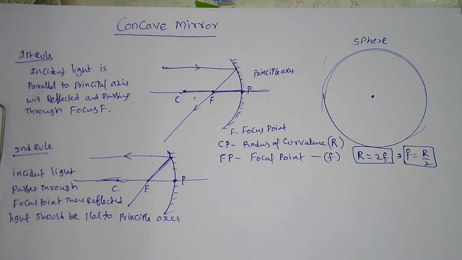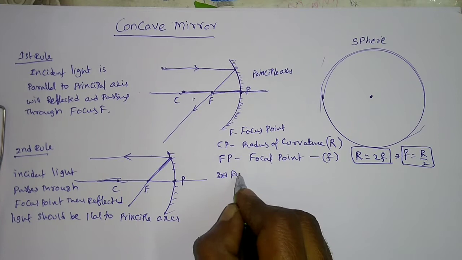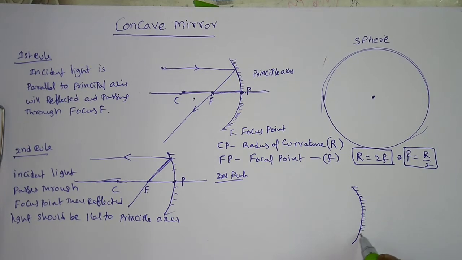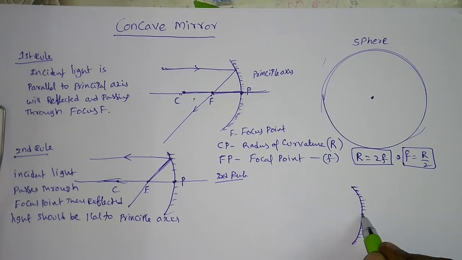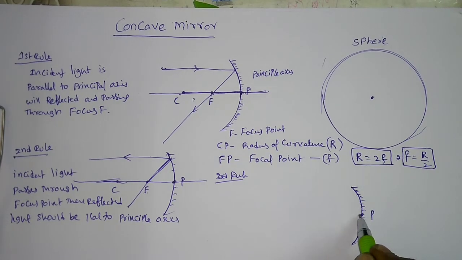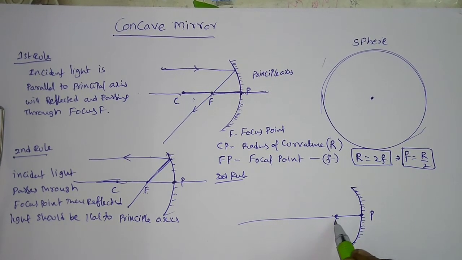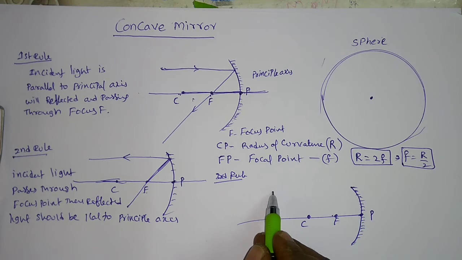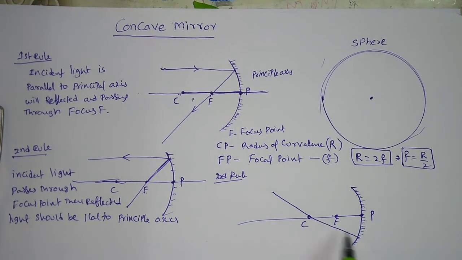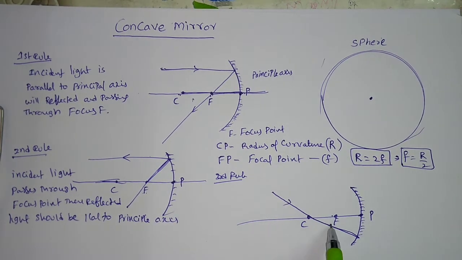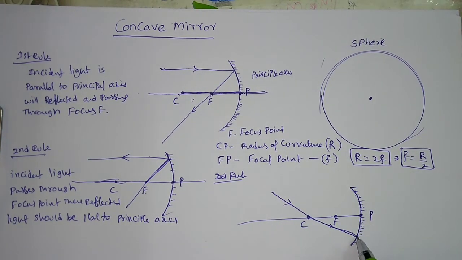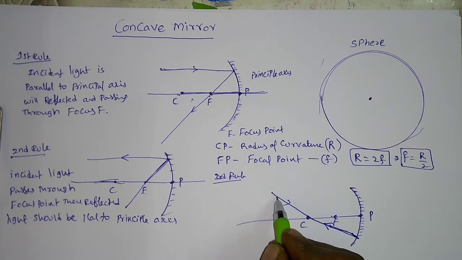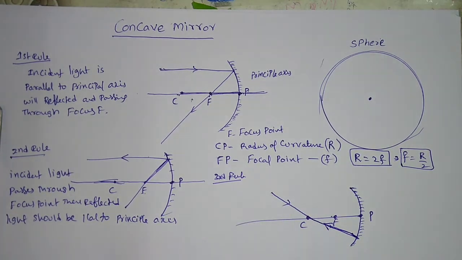So, rule number three, third rule. Again, I am considering the concave mirror. Outside will be silver coated. This is the pole, point P. This is the focus F. This is the center of curvature C. Now, the third point is, whenever the light ray is passing through the center of curvature, the reflected light will be on the same path where the incident light is passing. So, this is rule number three.